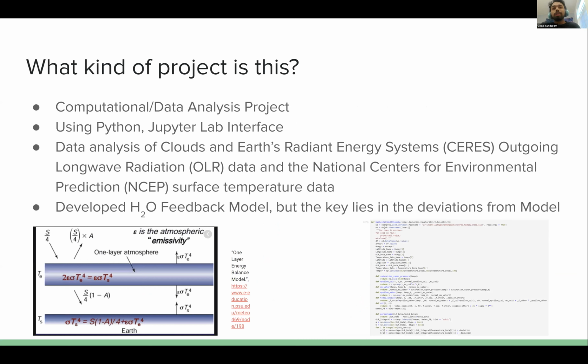So what exactly am I doing? The project that I'm doing is a computational data analysis project. I'm using Python, specifically the JupyterLab interface, which we're going to learn in Physics 250. Shout out Professor Kopi. Here in the bottom right corner, we have a little snippet of the code that I have been using for the past year at this point. Most people have an experimental setup; what I have is code. The concrete analysis that I'm doing is a data analysis of the Clouds and the Earth's Radiant Energy System (CERES) outgoing longwave radiation data, which is basically the radiation that's coming up from the Earth's surface, and the National Centers for Environmental Prediction (NCEP) surface data. The big mathematical backbone for what I'm doing is that I've created an atmospheric water vapor feedback model using this one-layer atmosphere idea.